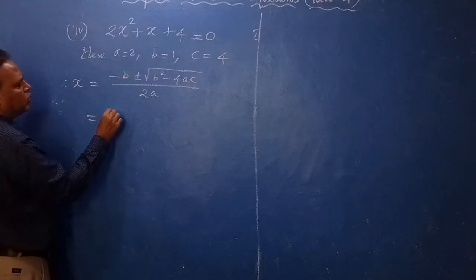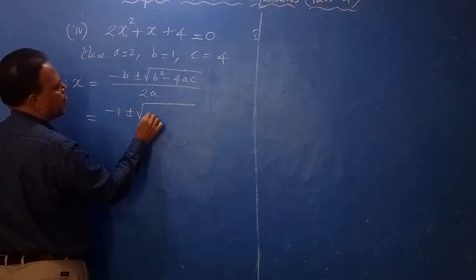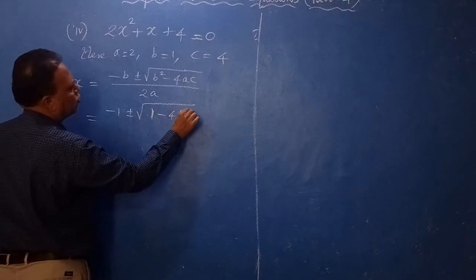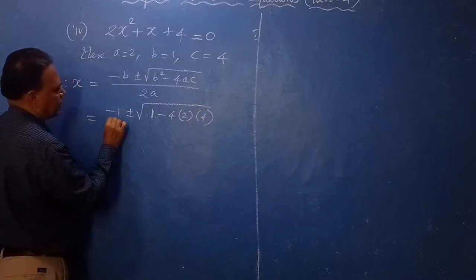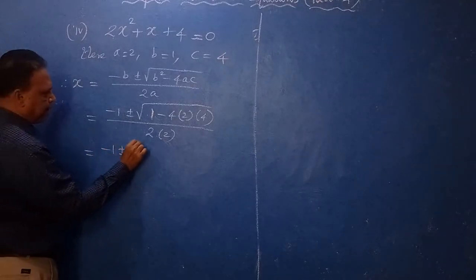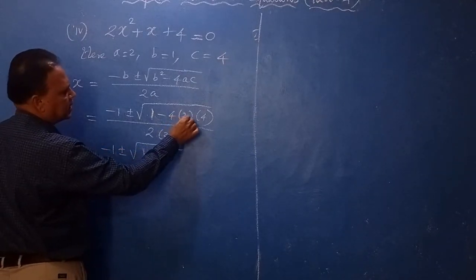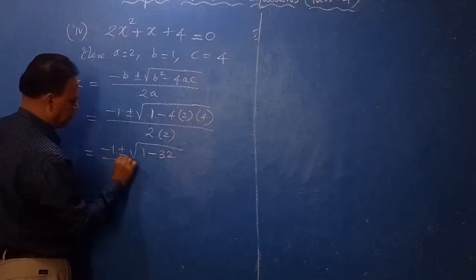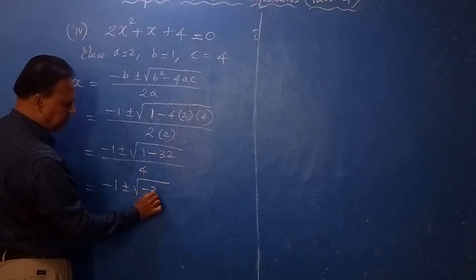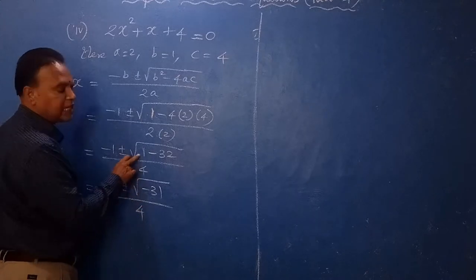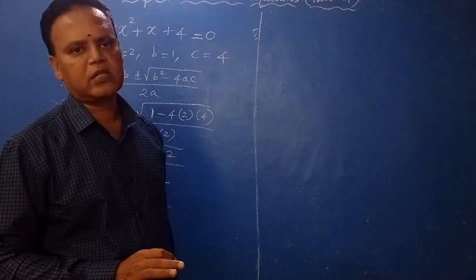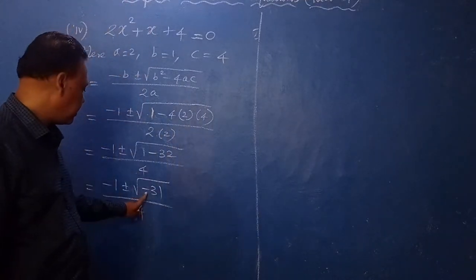Now replace the values. Minus 1 plus or minus root of 1 squared is 1 minus 4 into 2 into 4. Correctly put the values. One minus 8 into 4, 32, by 4. Minus 1 plus or minus root over minus 31 by 4. So in the square root, if you have a negative, then real roots do not exist. Real roots do not exist here. Okay. Real roots we will not get.